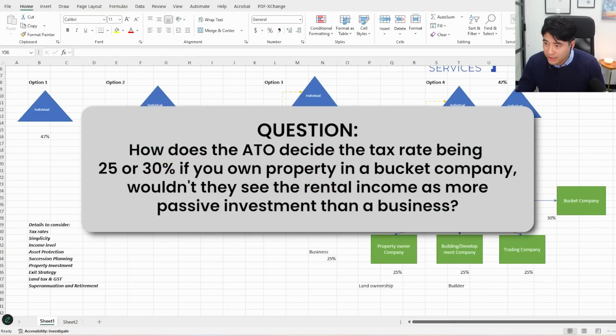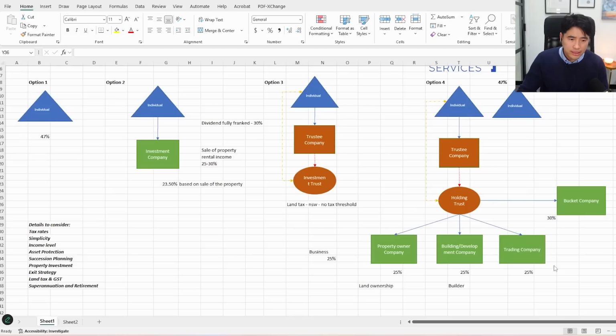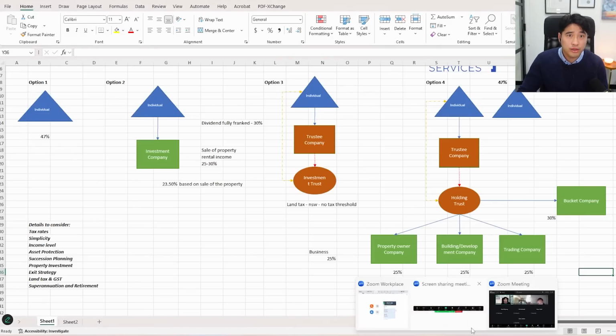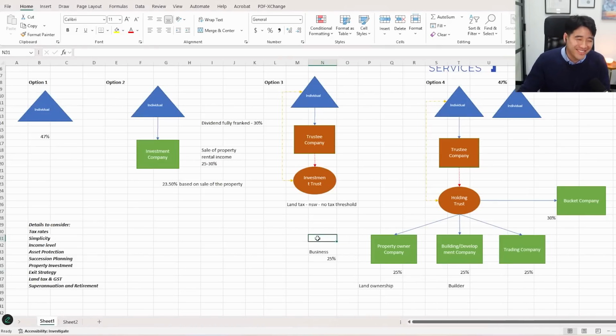How does the ATO decide the tax rate of 25 to 30% if you're owning a bucket company? Okay, yeah, this is a very good one. So, Chris, I think you were late to this deep dive. Shame on you, by the way. Don't be late. I'm just joking.